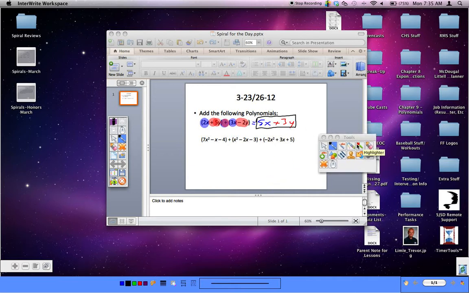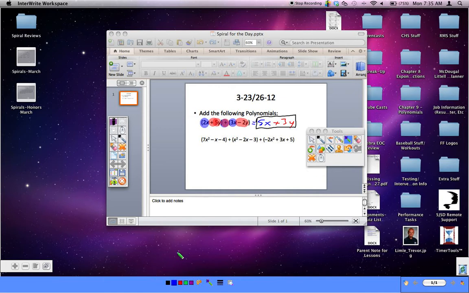Okay? Then I gave you a little bit more difficult one. This one has 7x squared plus x squared, which is 1x squared, plus negative 2x squared. So if I go through this, 7x squared plus 1x squared will leave me with 8x squared. And then I need to add negative 2x squared. 8 plus negative 2 is going to be 6x squared.